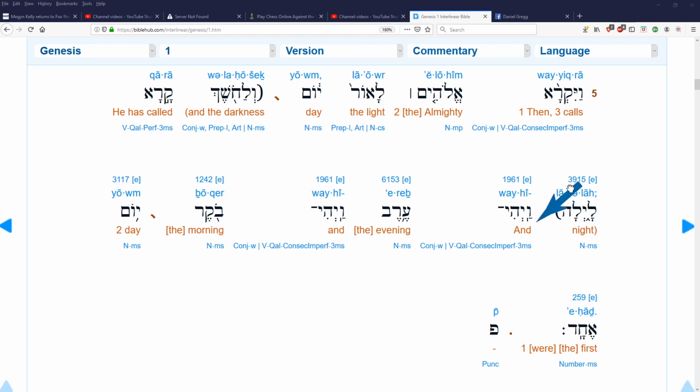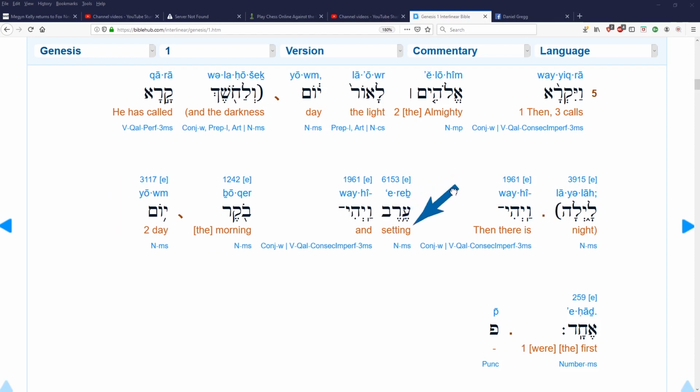So let's start by repairing Vayehi. Then there is, just like we did before, Then there is, Vayehi. Evening. We can delete the definite article. Erev. I have translated Erev as setting, in the sense of growing dark or the going down of the light, which is strictly what Erev means in Hebrew. The afternoon can be called Bein HaErevim, between the settings, the first Erev being when the sun begins to go down, and the second Erev being actual sunset.